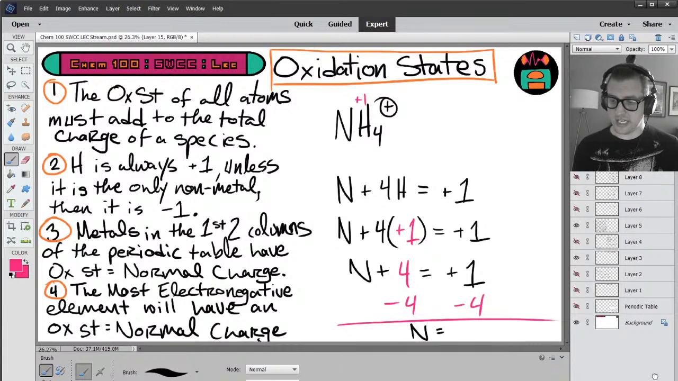So the oxidation state for nitrogen in this species is a -3. All right, so that is the oxidation state of hydrogen, the oxidation state of nitrogen.